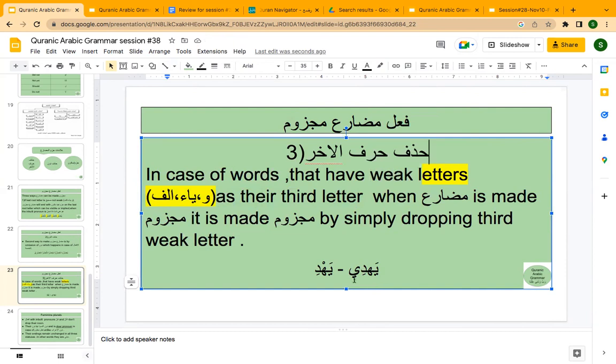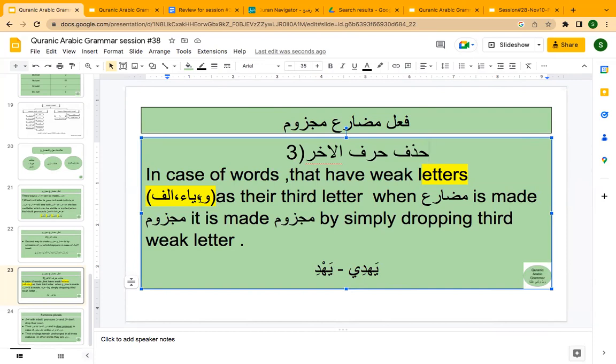Is it mudari? Is it ending with a weak letter or no? It is ending with a weak letter. Everyone agrees? So if I have to make this majzoom, what I do is I simply drop this ya. Drop it. Drop ya. If your mudari is ending with alif, drop that alif. If your mudari is ending with waw, drop that waw.